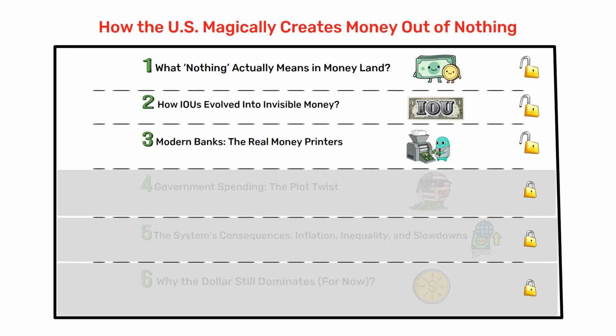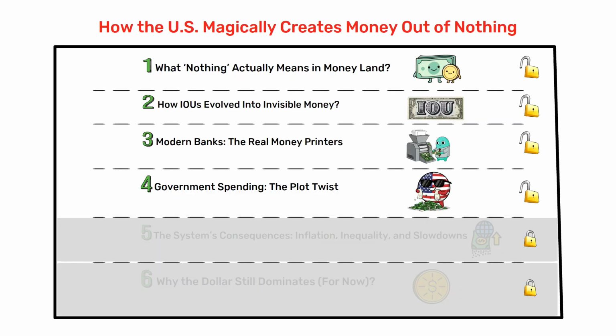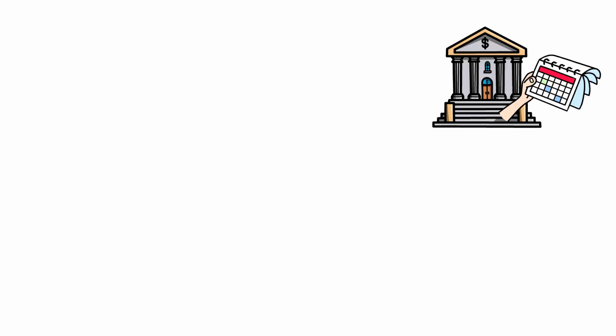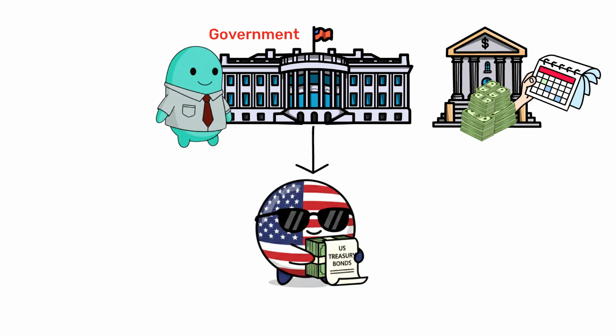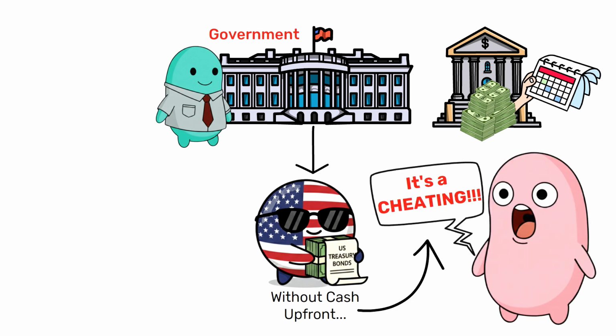That brings us to the next layer of money creation, the version controlled by the U.S. government and the Federal Reserve, where the stakes get even bigger. If banks are the day-to-day creators of money, then the U.S. government is the plot twist most people never see coming. The institution that can spend money into existence even when it doesn't have the cash up front. And yes, that sounds suspiciously like cheating, but it's baked into the design of the system.